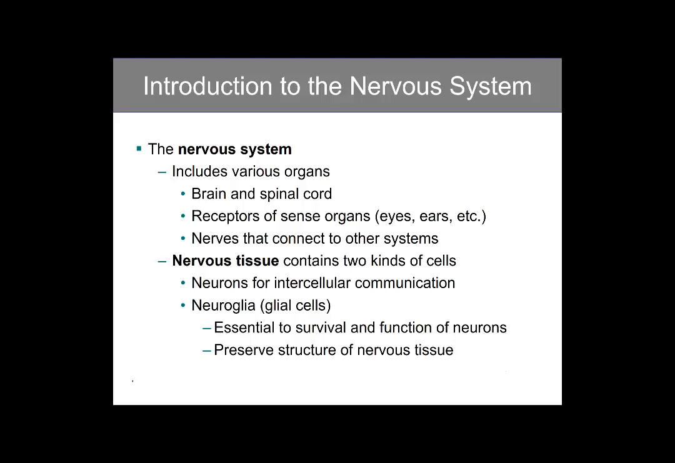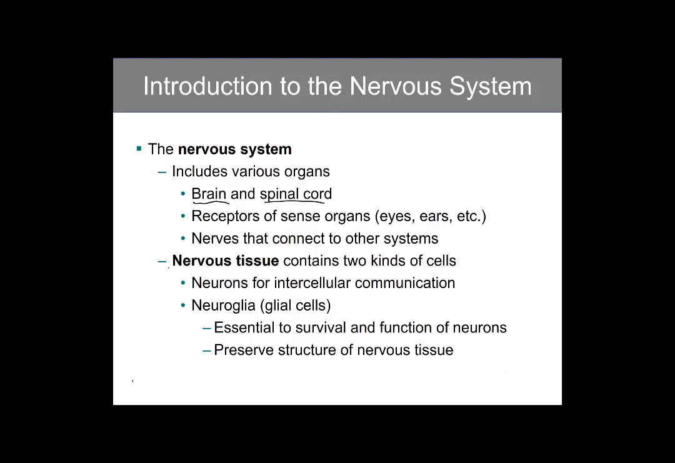Module 5, an introduction to the nervous system. The nervous system includes various organs, such as the brain and the spinal cord, receptors of sense organs, eyes, ears, etc., and nerves that ultimately connect the brain and spinal cord and sense organs to other systems.